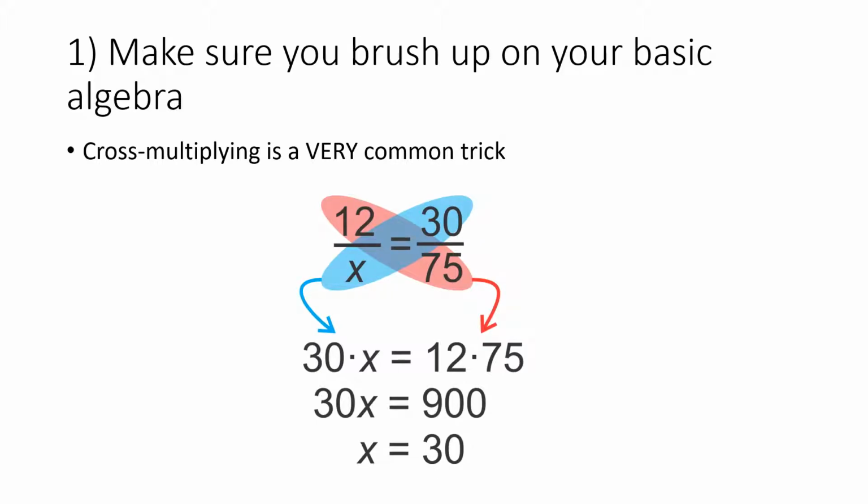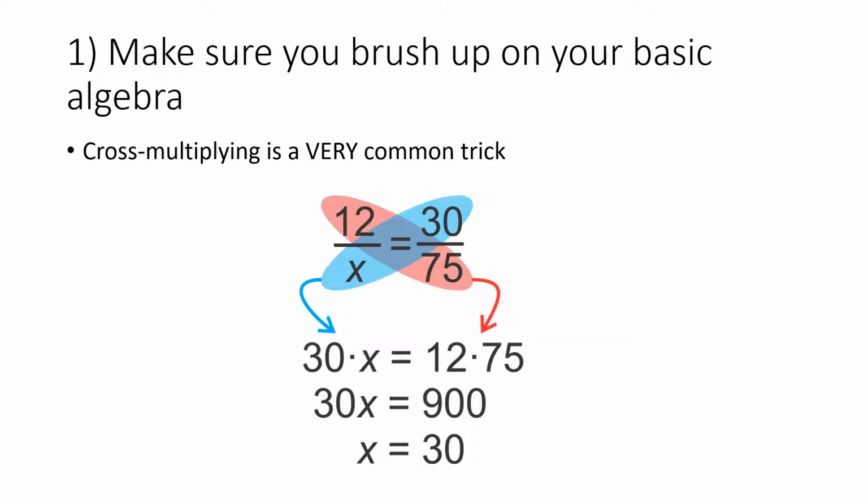In brushing up on your basic algebra, you really need to concentrate on cross-multiplying. Cross-multiplying is a very common trick. I cannot stress this enough. I like this slide because it color codes the two different diagonals that you would cross-multiply. On the left-hand side, you have 12 over x, and on the right-hand side, you have 30 over 75.